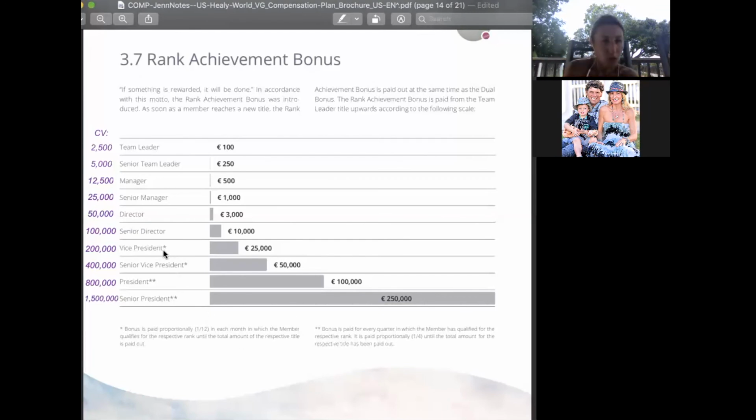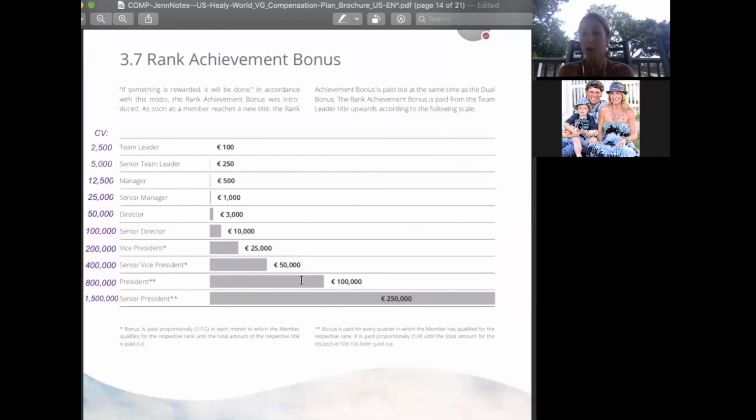And then you can see as they go up, this little asterisk down at the bottom, which starts down here at vice president, says that where it says vice president earns 25,000 euros, this is paid proportionately, 1/12 in each month in which they qualify for that. So that would be the yearly bonus. You would receive 1/12 of that each month that you still continue to qualify. Those are each of these with the asterisk. And then the double asterisk, that's a quarterly. So you would receive 100,000 for the year, but this is paid out quarterly, so 25,000 for each quarter that you receive that.